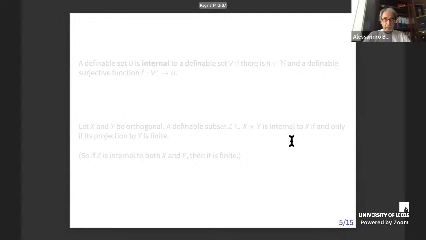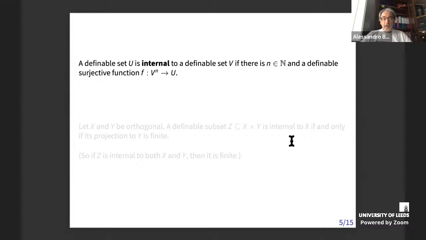Another non-trivial example, well, let me first give a definition. A definable set U is internal to another one V if there is an N and a definable surjective map from V to the N to U. So internal is something similar to interpretable, no?